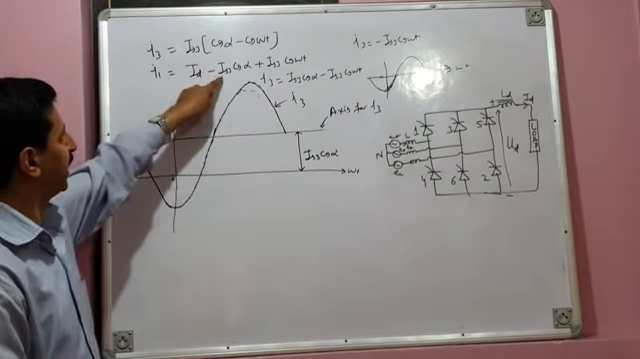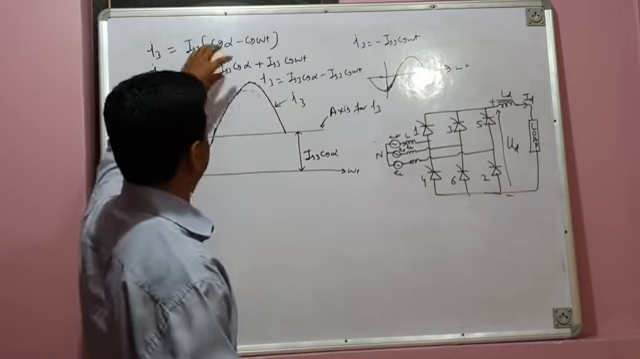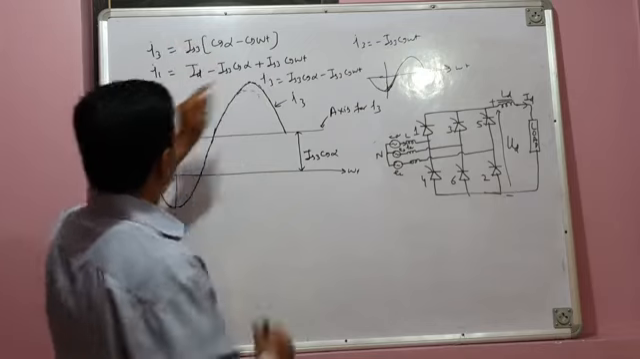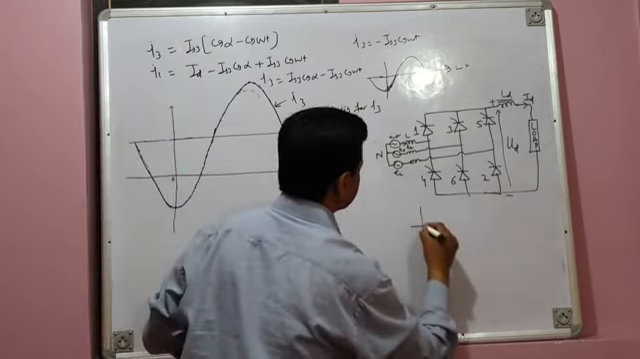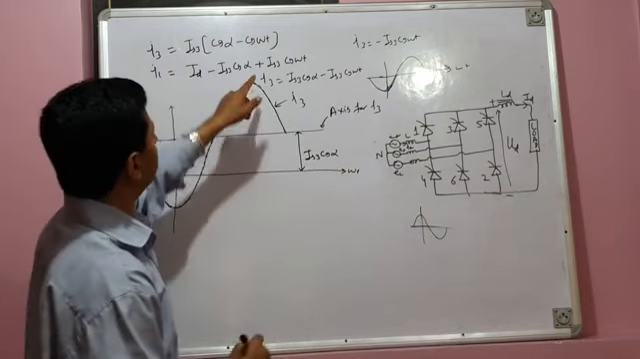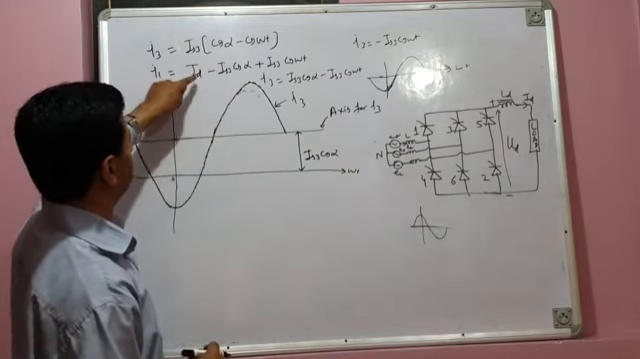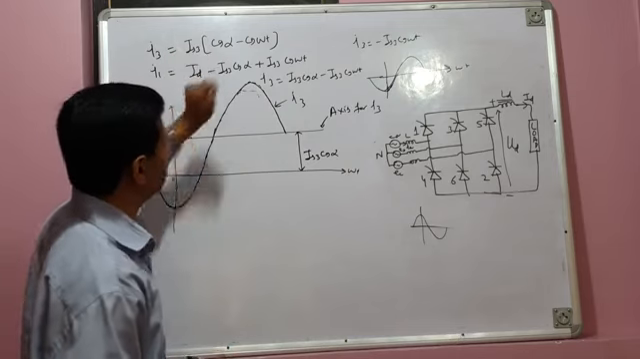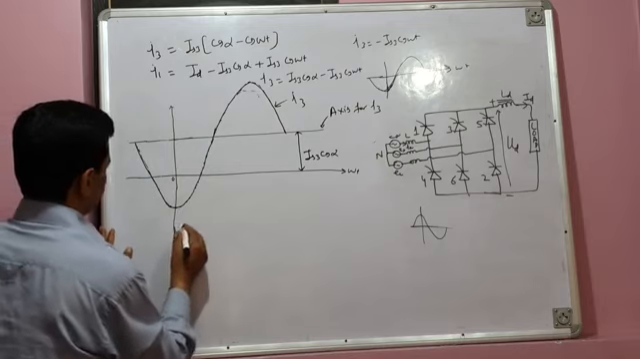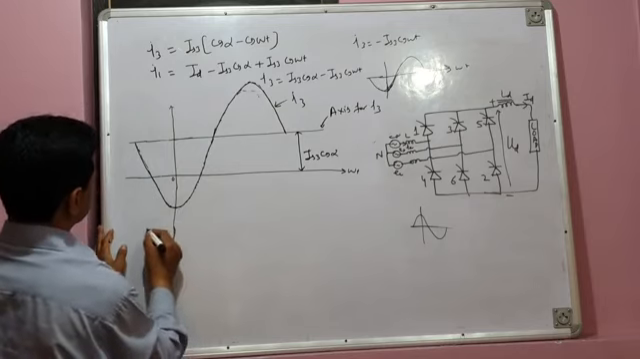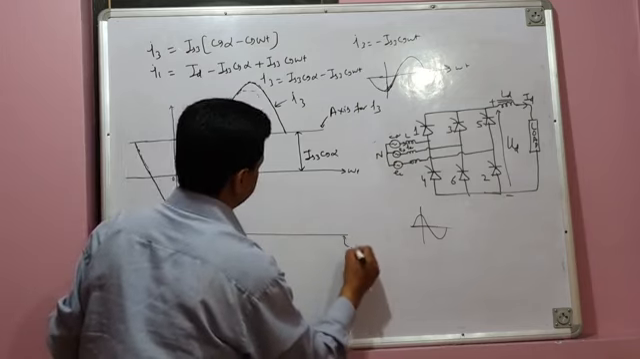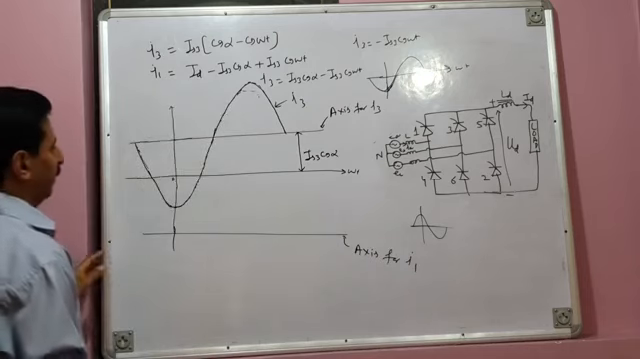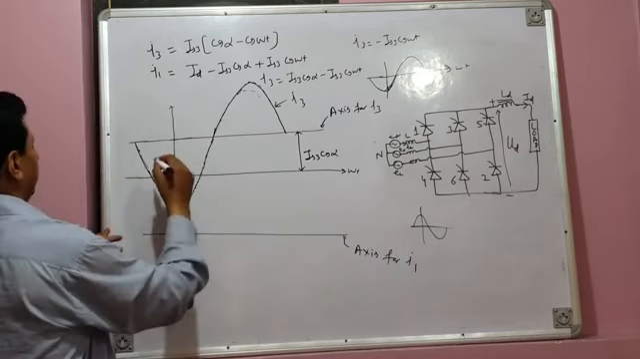I1 is ID minus IS3 cos alpha plus IS3 cos omega t. So you can see the axis of I1. I1 is also cosine wave, but it is a positive cosine wave, I mean, positive cosine wave means like this. But its axis is shifted downwards by ID minus IS3 cos alpha. So this is its axis. I can show it like this. Here I will write axis for I1, value current I1. And therefore value current I1 flows like this.